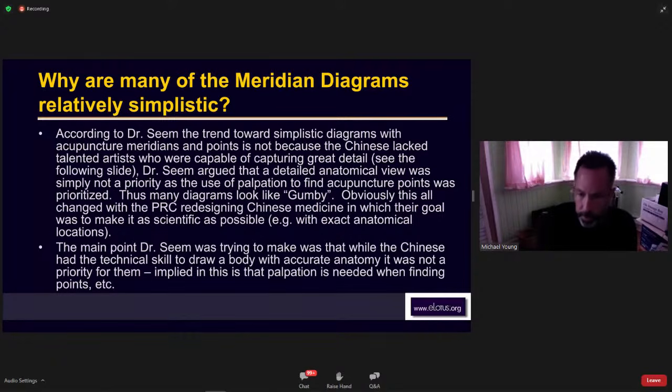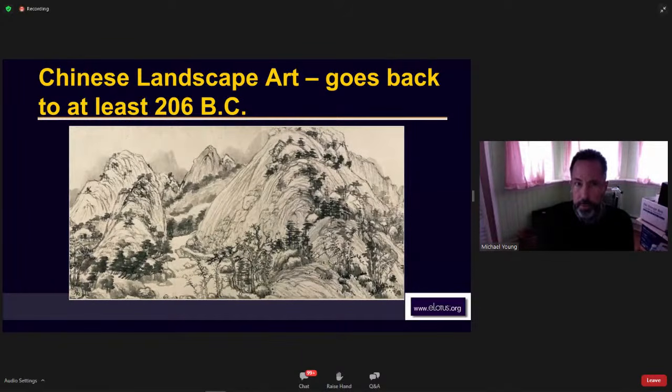The main point Dr. Seem is trying to make is that while the Chinese had the technical skill to draw the body with accurate anatomy, it was not a priority. And here's an example of Chinese landscape art.